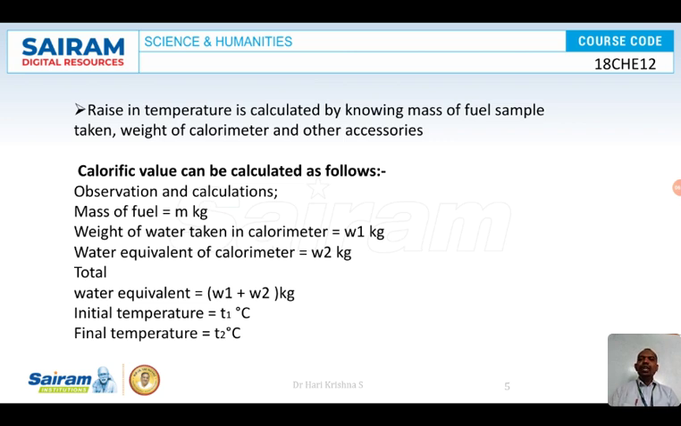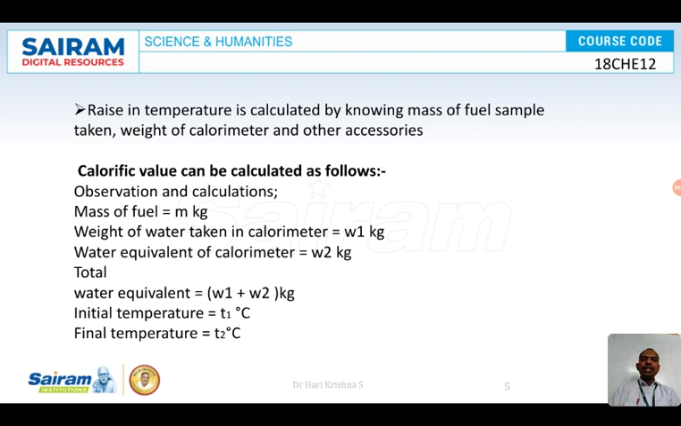So water equivalent is the weight of the calorimeter, weight of water, weight of stirrer and weight of thermometer. All these things put together is called the water equivalent. That is called W2 kg. So the total water equivalent is W1 plus W2.